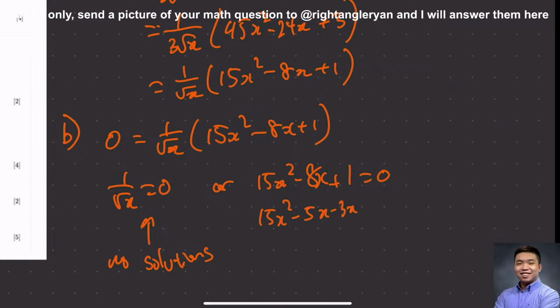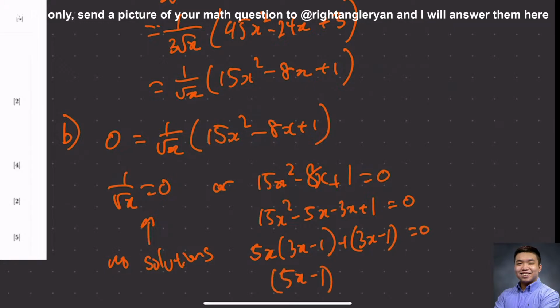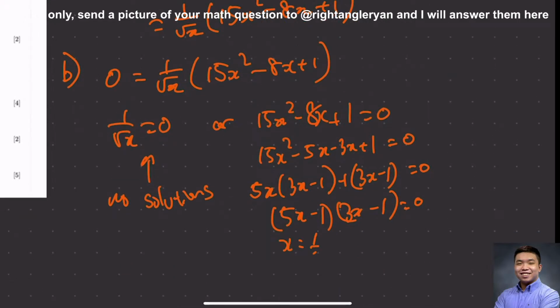5x minus 3x plus 1. Then take out the 5x minus 1, 3x minus 1, take out negative 1, (5x minus 1)(3x minus 1). So then we have x equals 1 over 5 or 1 over 3.